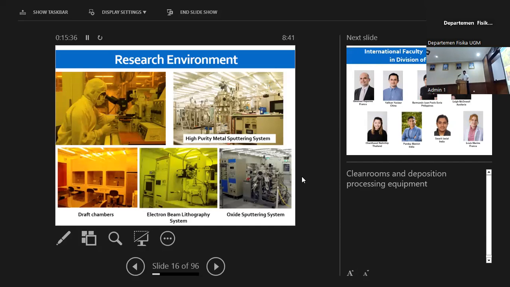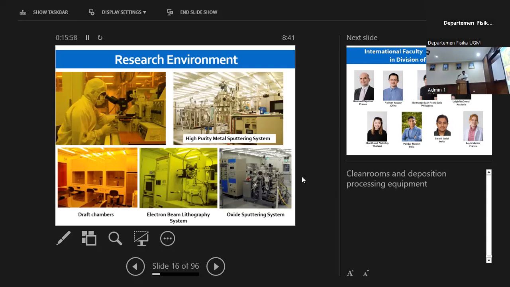These clean rooms are class 100, class 1000, and 10,000. That means you can count the number of particles of a certain size. Class 100 means that only 100 particles can be found in that space. So it's very clean, cleaner than your surgery room.